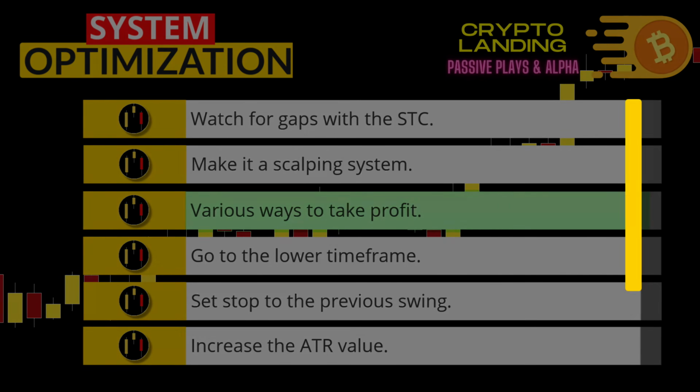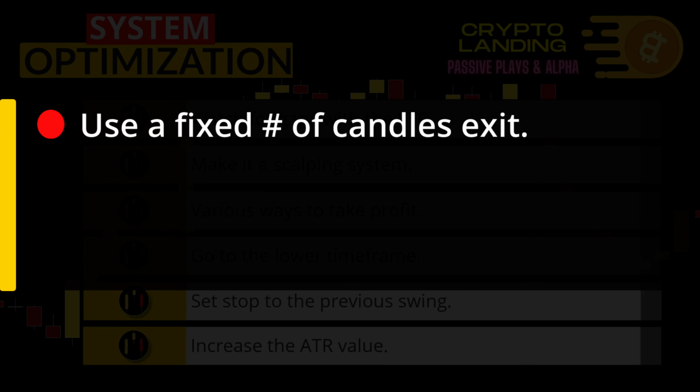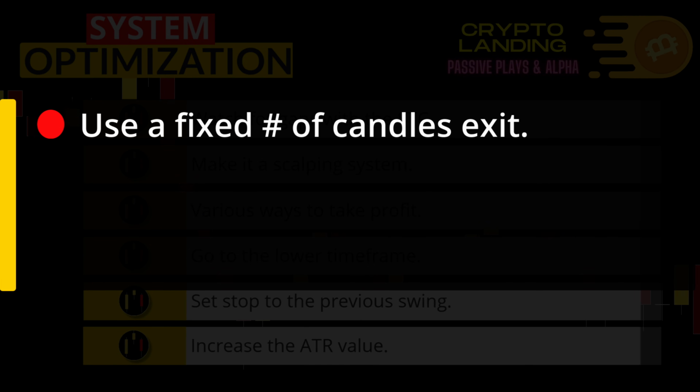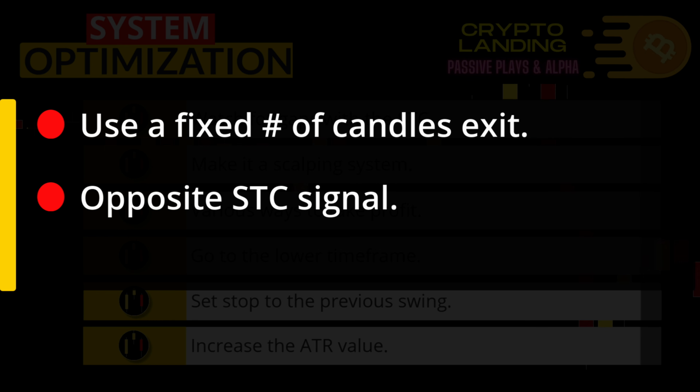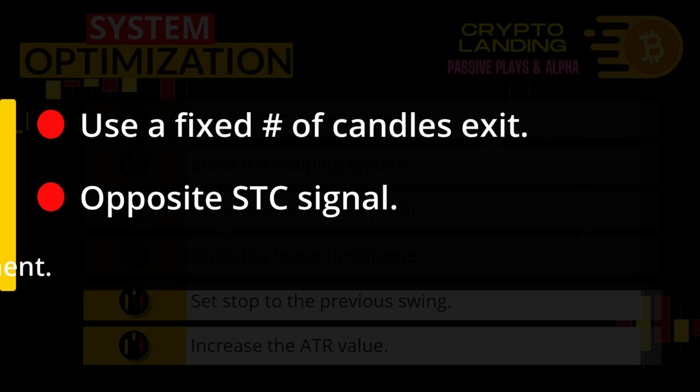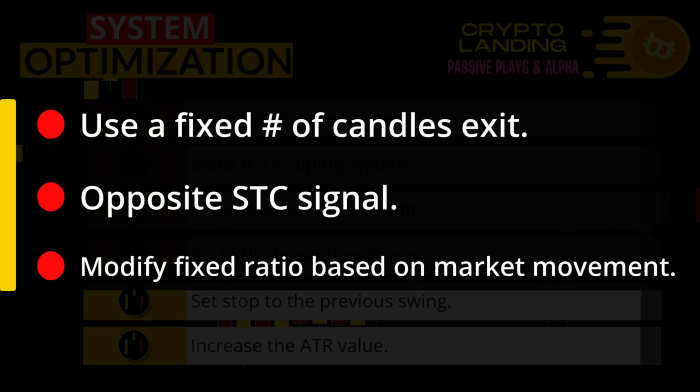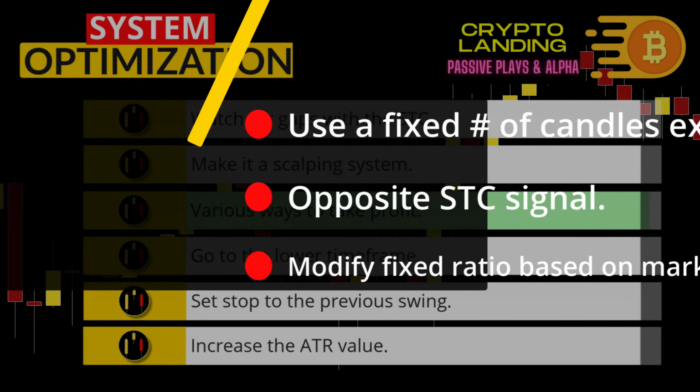Some additional modifications you can make to the system are methods to take profit. Using a fixed candle number to close your trade can be very profitable, especially in strong trends. Closing the trade on the opposite STC signal, in addition, modifying the take profit ratio has shown great promise in testing. All options are available in the script.